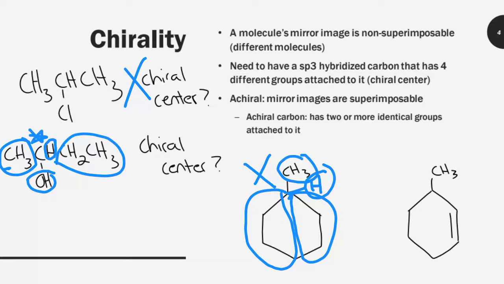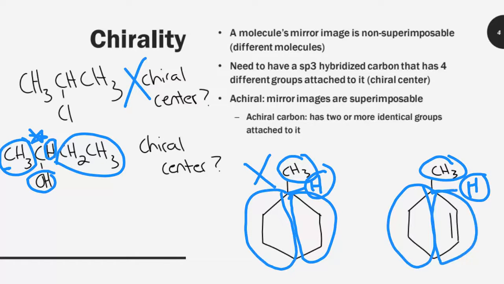Okay. But in terms of this one, this carbon here has a methyl group. I have a hydrogen, and then it's connected to this whole half of the ring, and this whole half of the ring. But now, since I have that double bond there, these halves of the ring are not identical anymore. They're not symmetrical. So those halves of the ring are different. So I have 4 different groups. So this carbon here would be chiral.